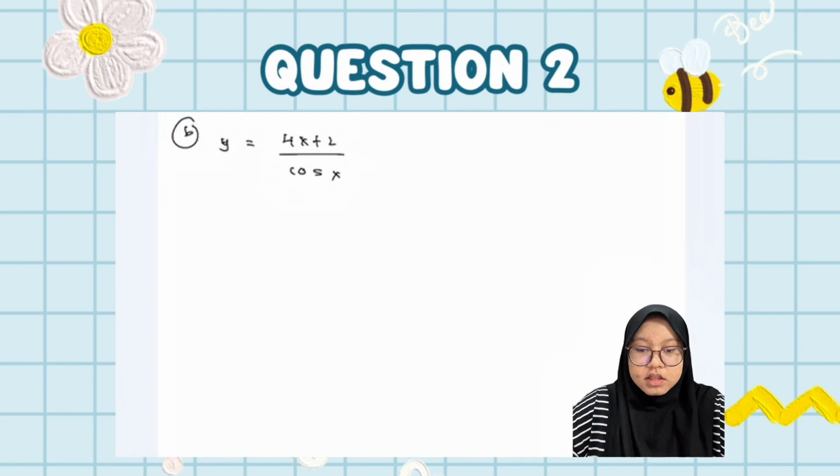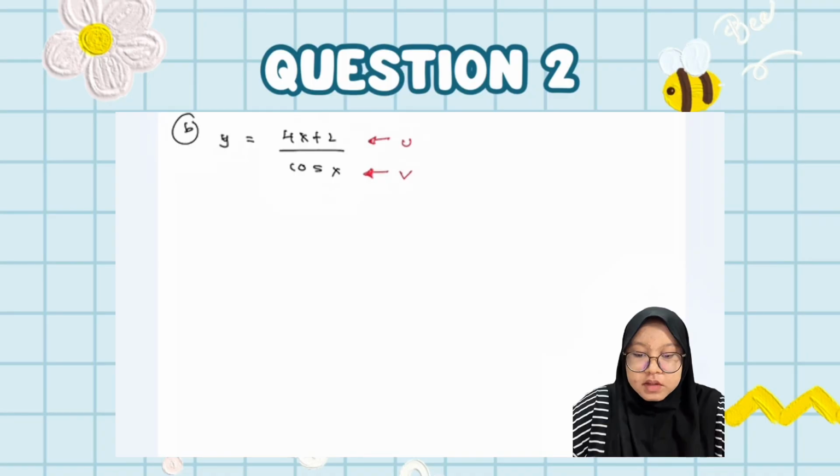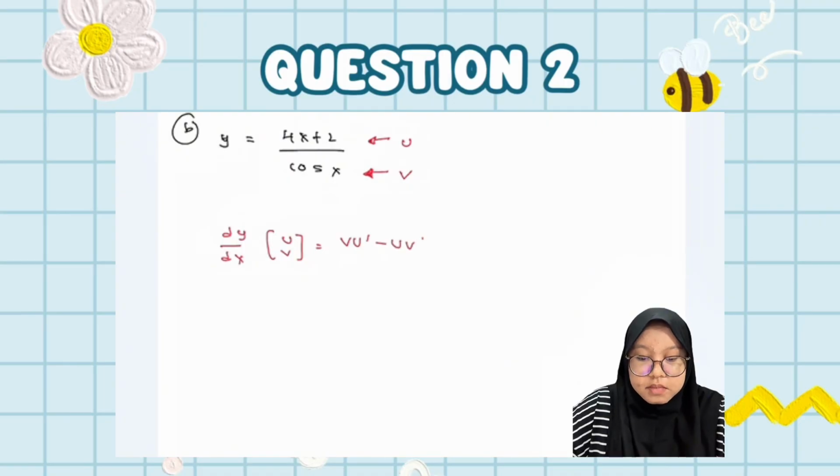For part B, the function is a quotient. It's a fraction of functions, so we need to use the quotient rule. The top is u and the lower one is v. The quotient rule is used when we have a function like u over v, and the rule is dy over dx equals v u prime minus u v prime, over v squared.